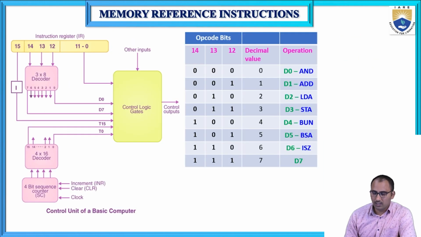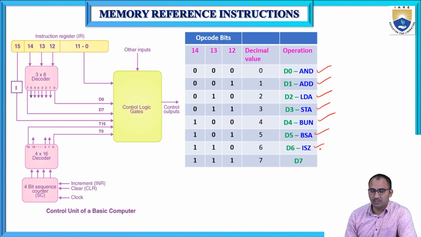So let's start one by one. We can perform a total of 7 operations: AND operation, add operation, load accumulator, store accumulator, branch unconditionally, branch and save return address, and increment and skip if 0. So these are the different memory reference instructions.